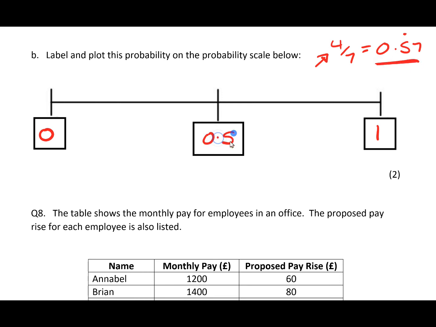So if we put 0.5 in the center, we know it's 0.6, 0.7, 0.8, 0.9. We can divide it roughly into the 5 bits because it's easier, because that's how a ruler works. So we need to plot 0.57. So 0.5 is here, 0.55 would be there. So 0.57 would roughly be here on our probability scale. And that question is worth 2 marks.